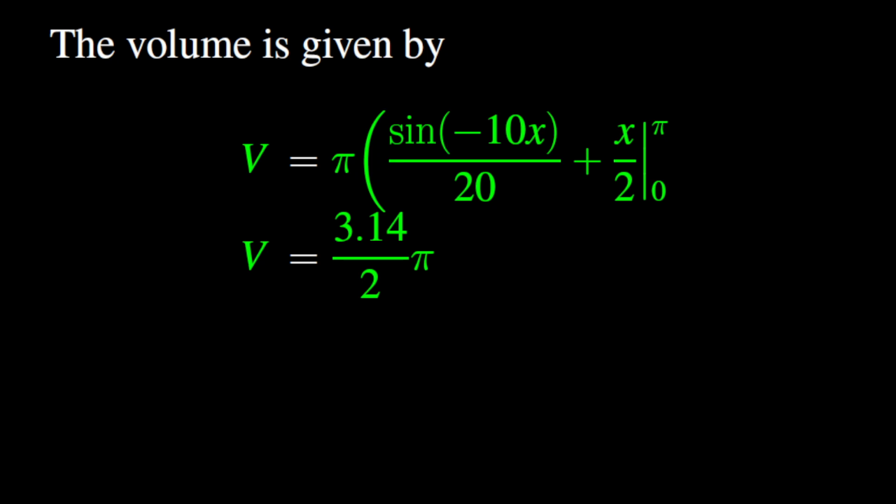Evaluating the antiderivative from 0 to pi of pi times the fraction sine of minus 10x over 20 plus x over 2 gives us the volume of the solid, which is pi times 3.14 over 2. Therefore, the volume of the solid is pi times 3.14 over 2.